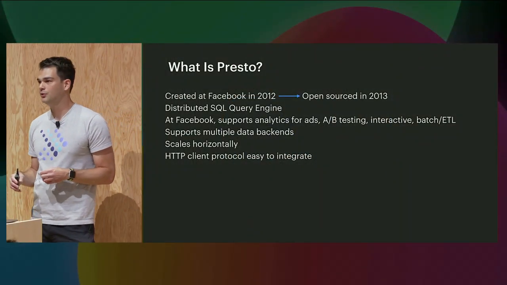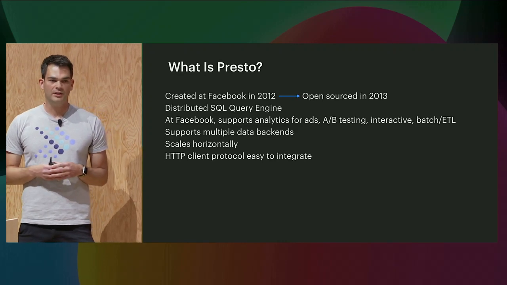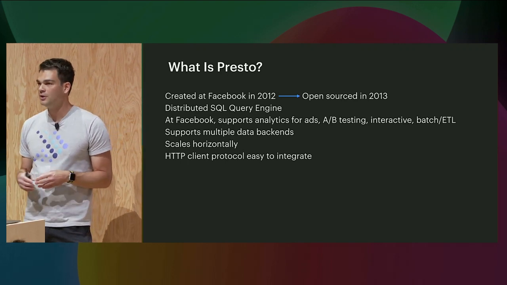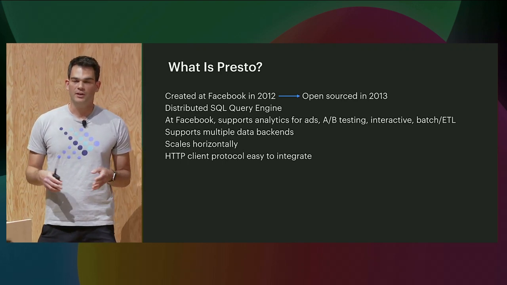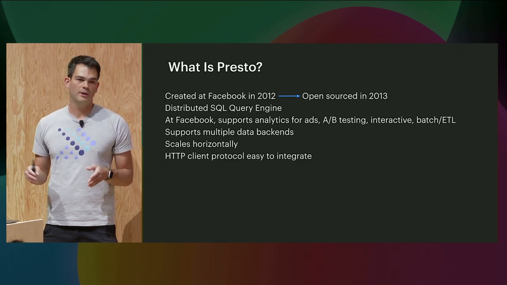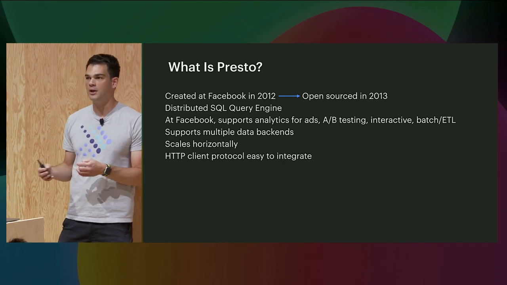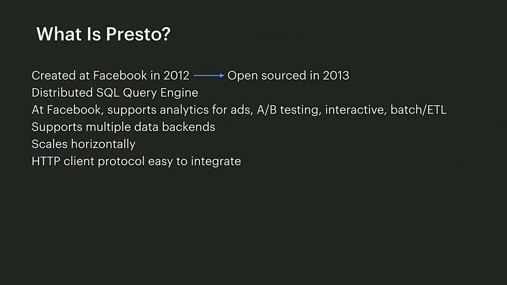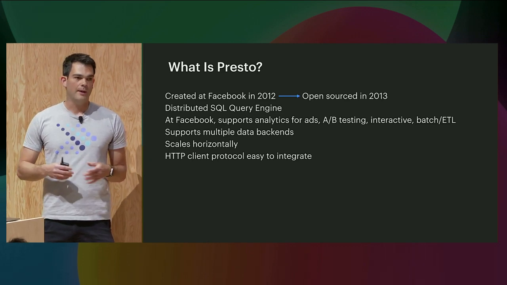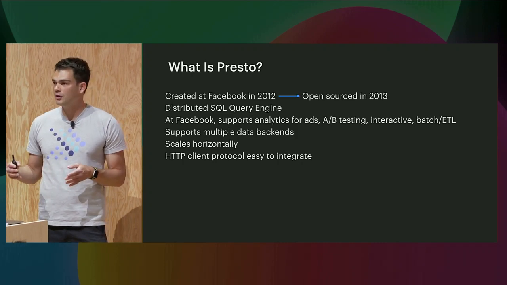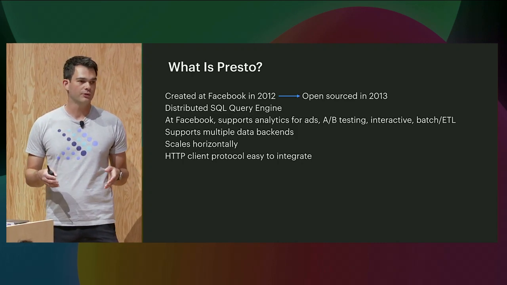At Facebook, it supports analytics, for example, for ads. And here, the latencies are around a few hundred milliseconds, and it runs hundreds of concurrent queries. We also use it for A/B testing, where we are around latencies of a few seconds, and we run hundreds of queries. The initial use case was interactive queries to replace Apache Hive. And then we saw that Presto was so much more efficient that we could apply it also to batch workloads and ETL.